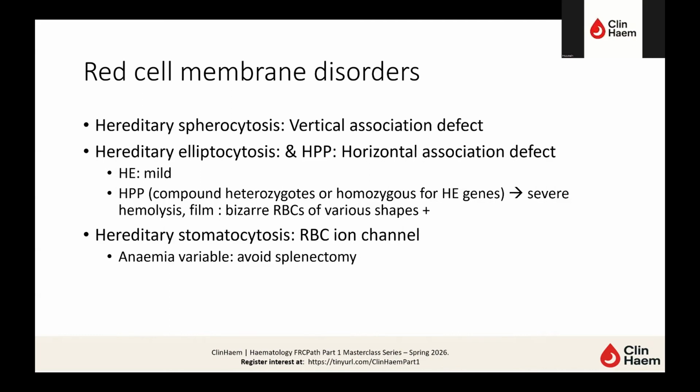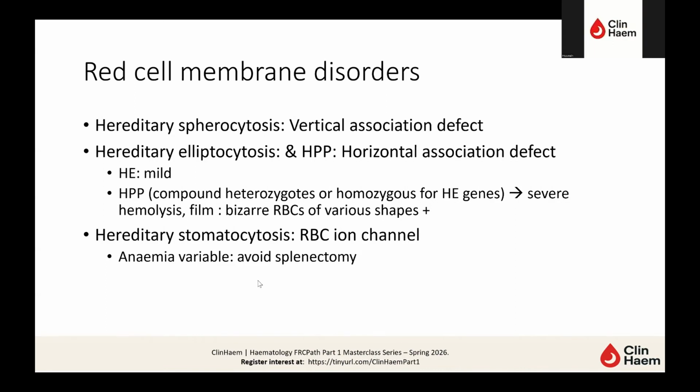So the electrolytes are not going to be kept nicely in and out of the cells. The balance is disturbed, and that's why they swell up or become very dehydrated and die in the vessel, not necessarily in the spleen. And this is an important exam point. They'll give you hereditary stomatocytosis, make it sound a bit like hereditary spherocytosis, and they'll ask, do you want to take the spleen out? And you'll say no.